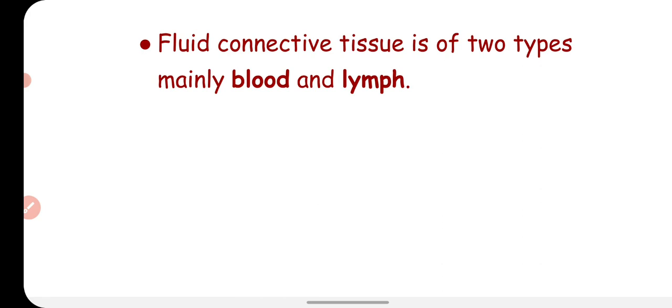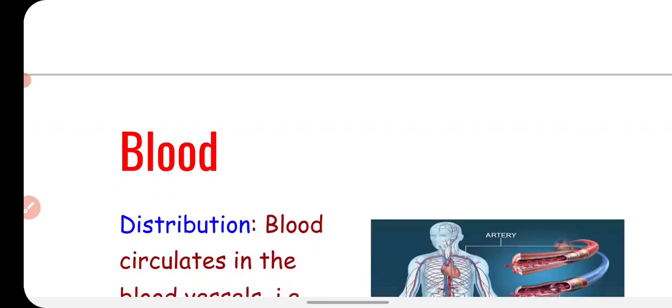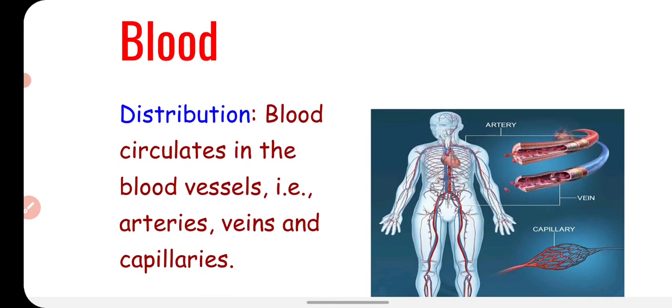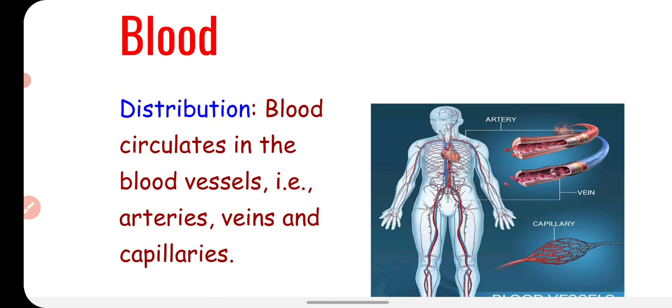Fluid connective tissue is of two types: blood and lymph. One by one we will discuss them. We will talk about blood first, and see its distribution first.